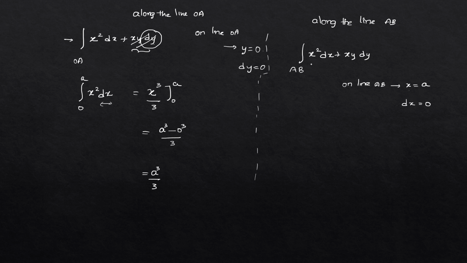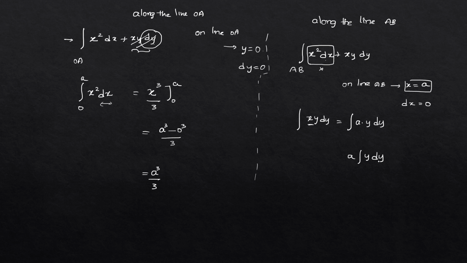That means this entire part is eliminated, since dx is 0. Now what remains here? xy dy. In that also we have to substitute x with a, because we already know that x is equal to a. So it will become integral a·y dy. Since a is constant here, we can write it outside. So a times integral y dy.